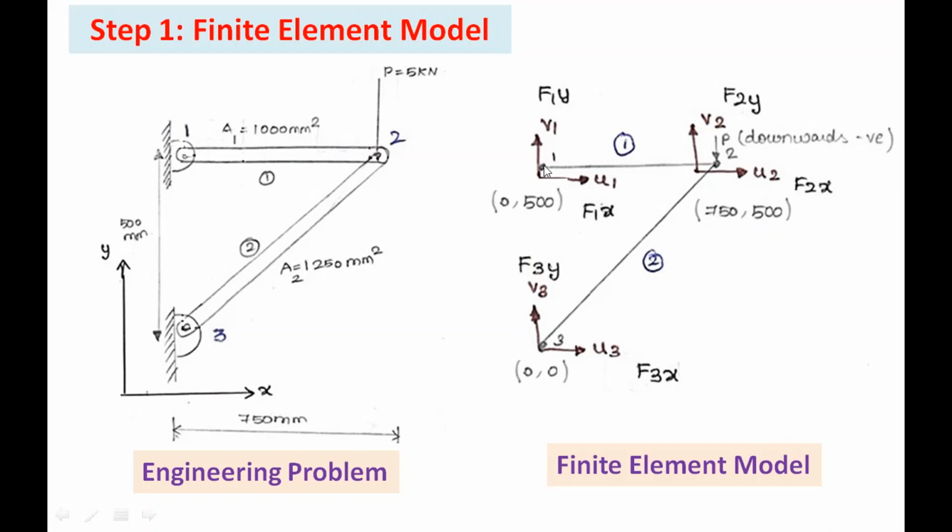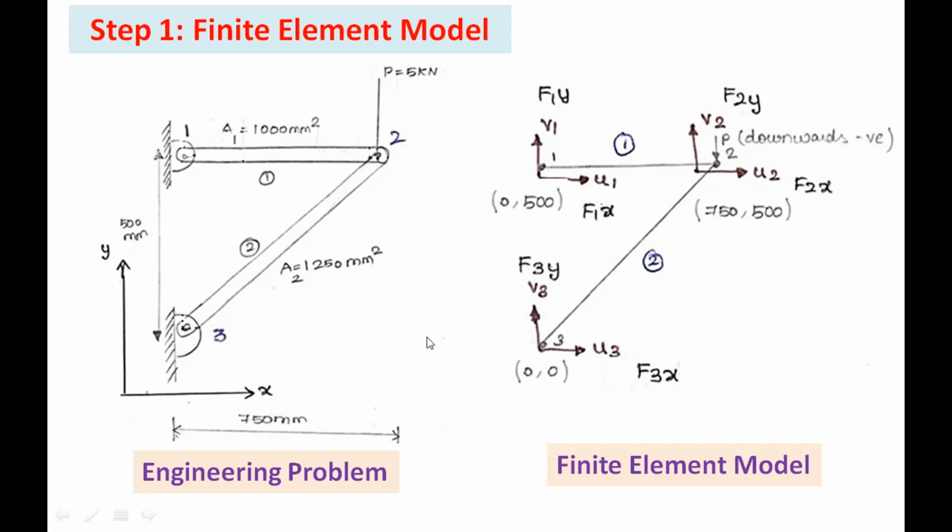At node 2, we have to show the external force P also. At each node, we have to show the degrees of freedom. At node 1, U1, V1 are the degrees of freedom. Node 2, U2, V2. Node 3, U3, V3. In addition, we are showing the force components at each node also. So, node 1, F1x, F1y. Node 2, F2x, F2y. Node 3, F3x, F3y.